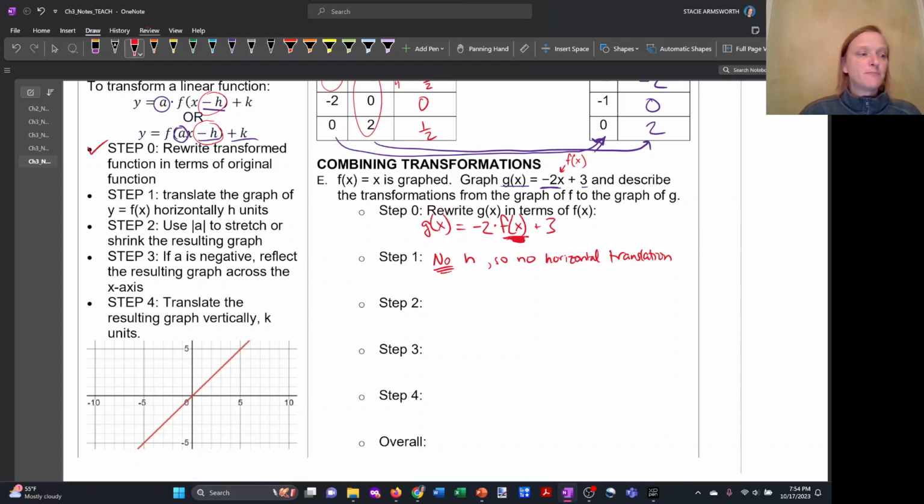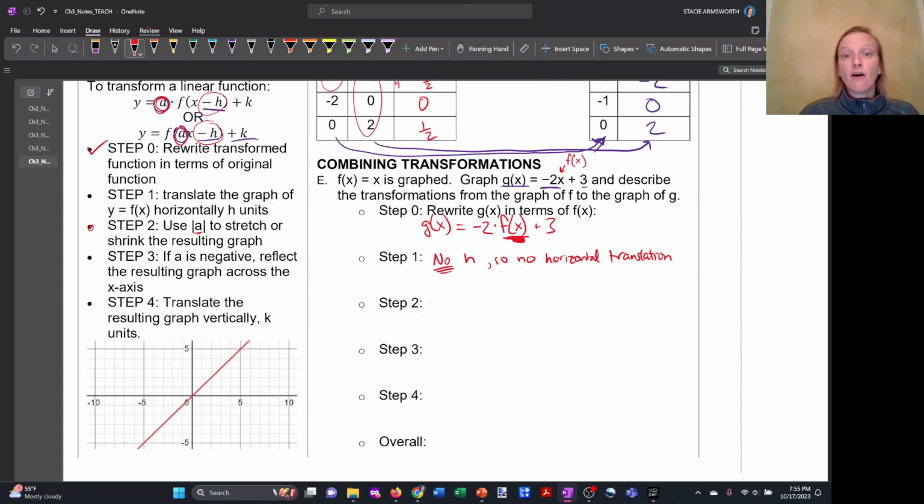All right. Step 2. Use the absolute value of a, and remember a is this multiplication factor. It doesn't matter if it's inside the parentheses or outside the parentheses. So I'm treating it like it's outside the parentheses. That multiplication factor stretches or shrinks the resulting graph. Here, my multiplication factor is 2. I'm just focusing on the absolute value right now, so I'm going to ignore the negative sign for now. We'll deal with the negative in a later step. But my multiplication factor is 2, and it happens to the output value. I evaluate f of x first, and then I multiply by 2, or -2.